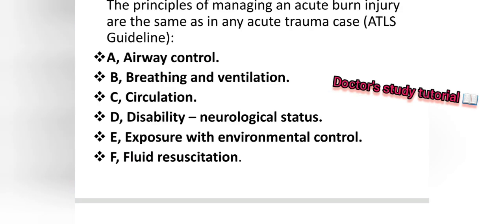In case of hospital care, the principles of managing an acute burn injury are the same as in acute trauma cases, like the ATLS guideline. A for airway control, B for breathing and ventilation, C for the circulation, D for the disability, it's mainly neurological status, E for the exposure with environmental control, and F for the fluid resuscitation.